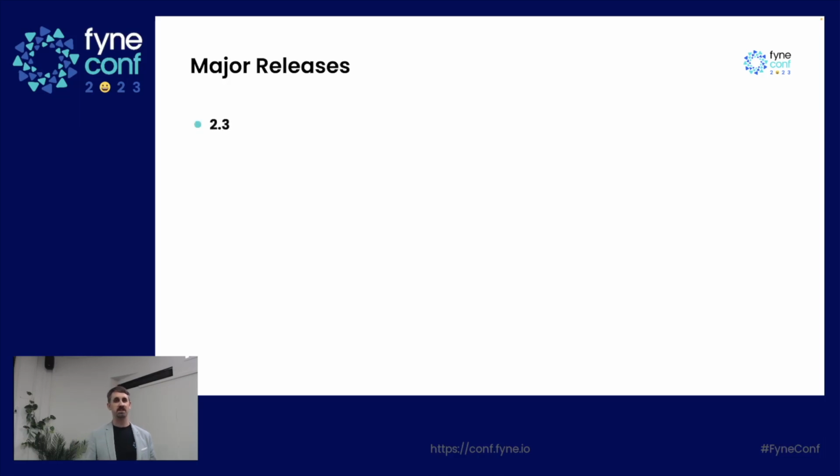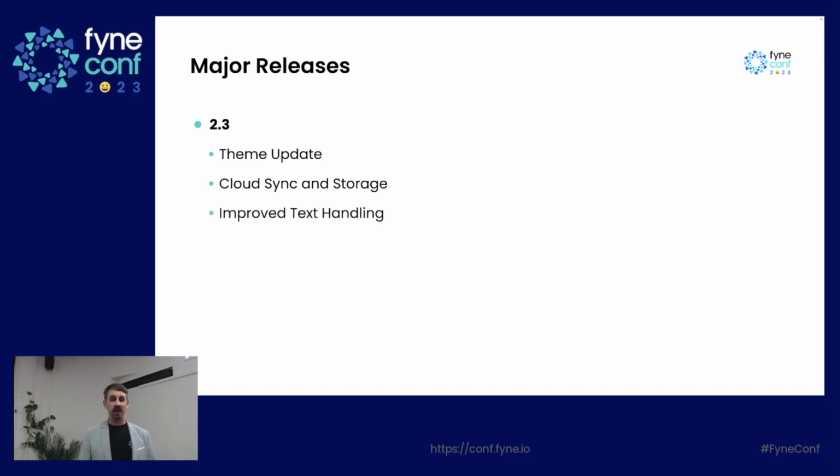So for the major releases, what are the highlights? 2.3, which was towards the end of last year, we had a great new theme update. It was refreshed with one of the designers that's on the project, helping us to feel just a little nicer by default. We added the cloud synchronization and storage APIs as well, which was explored in the workshops this morning to see how, with just one line of additional code, we can take an application that has data locally and share it amongst all of the devices that somebody might have signed in on. We had improved text handling.